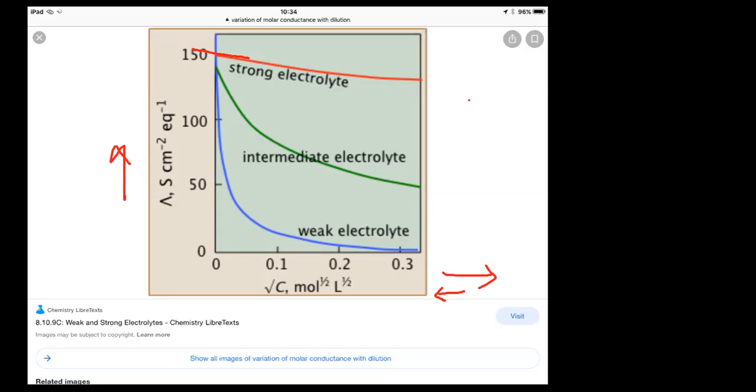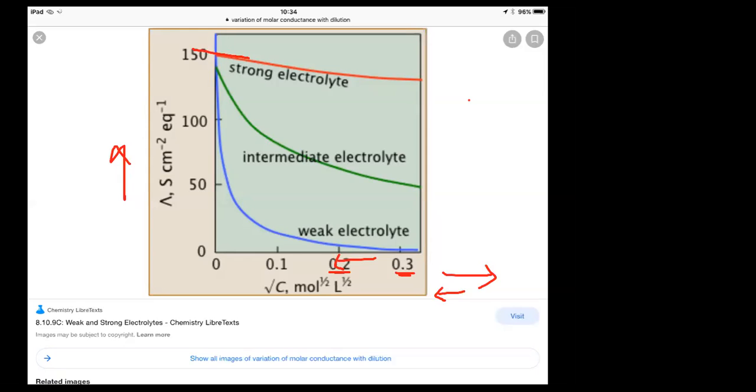And if we come to weak electrolyte, its conductance is so poor when the concentration is high. But when we move in this direction, as we said, it is now becoming dilute because the concentration is decreasing. Some of you may not be able to understand what I'm trying to tell you here. Here it is 0.3 moles per liter, correct? And here if it is 0.2 moles per liter, then definitely 0.2 moles per liter is a more dilute solution. So in this case, what will happen?